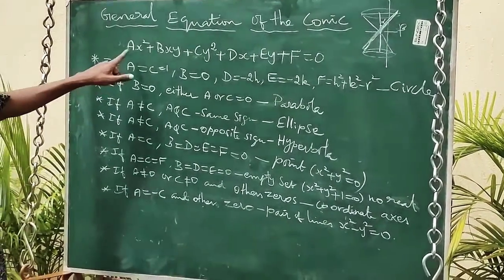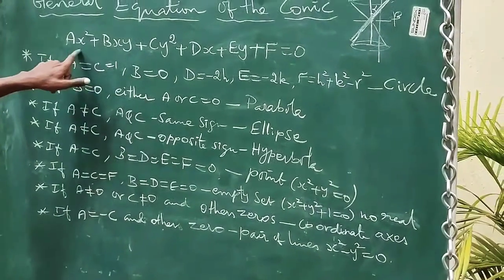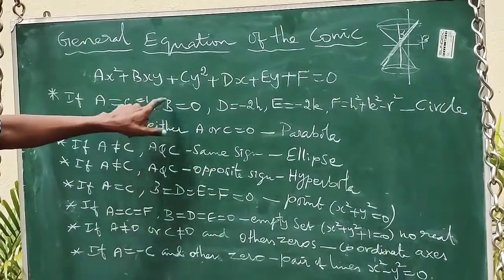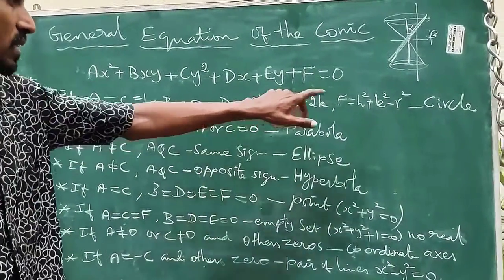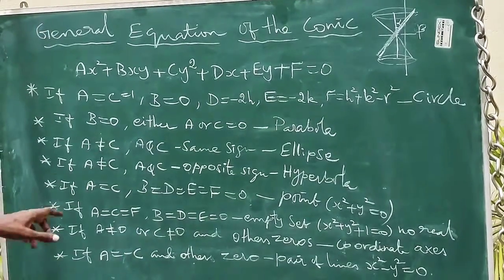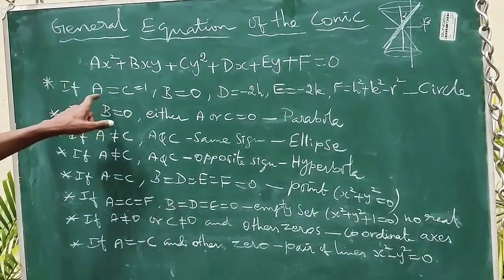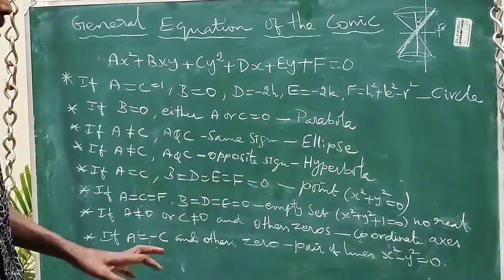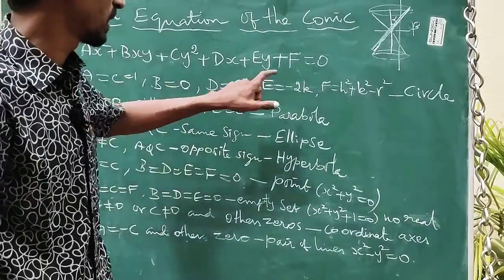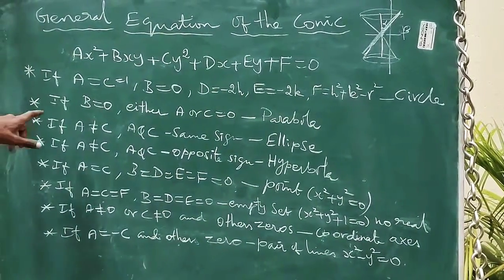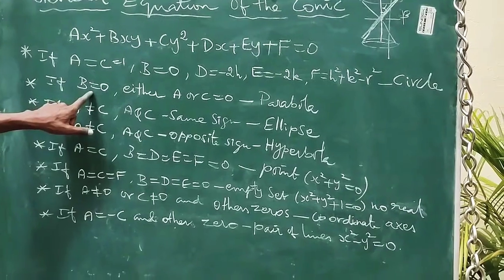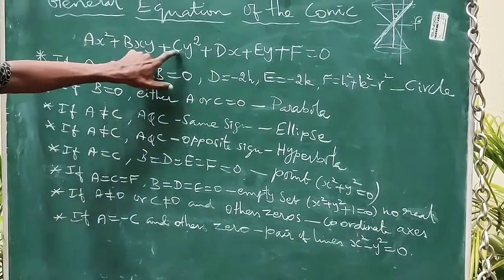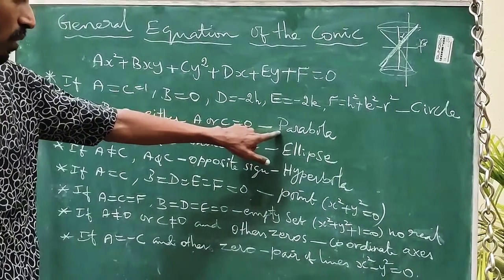First condition: if both A and C, the coefficient of x squared and the coefficient of y squared, are equal, and meanwhile the coefficient of xy, B, equals 0, it represents a circle. It is the necessary and sufficient condition. If A equals C and B equals 0, the general equation of a conic is a circle. The second one: B equals 0, and either A equals 0 or C equals 0, then it becomes a parabola.